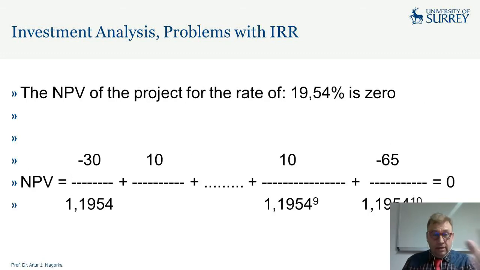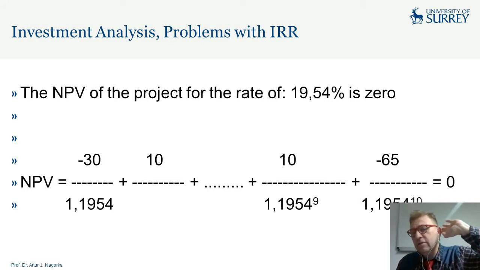And what happens? This is very interesting because I calculated this before. The net present value of this project for the rate 19.54% is 0. Actually, this is 0. So, who knows already what is 19.54%? Yes, I'm listening for the answer. Somebody told it's IRR. Somebody? Okay. Let's continue with the lecture.